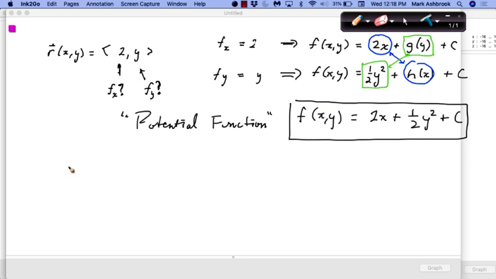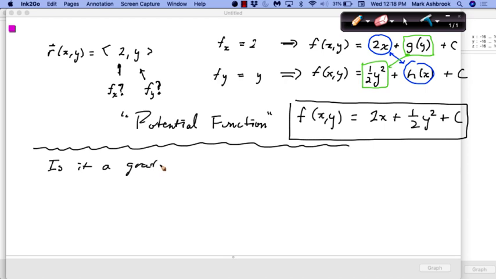Okay, another example. How about this one? (y, 1). All right, so we're going to do the same thing. If it was the gradient of some multivariable function, then its partial with respect to x would be y. And what view of the function would that give us?